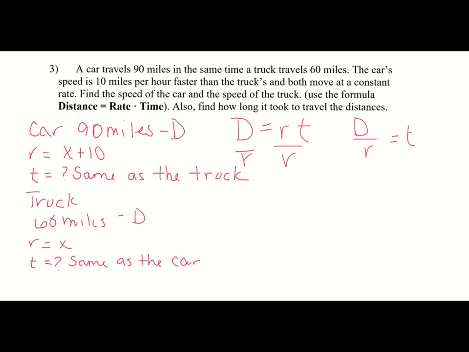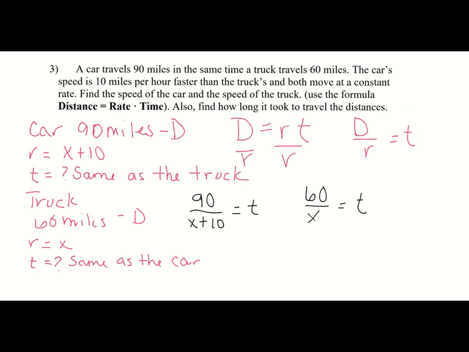And again, I know the time is the same for both the car and the truck. So for the car, if I were to write out my formula, I would have distance of 90 over x plus 10 is equal to time. And the truck would be 60 over x is equal to time. They're both equal to t. The time is the same.